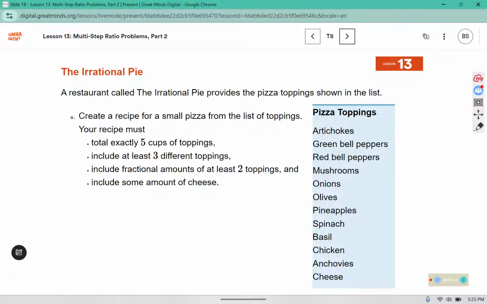This is in your workbook. A restaurant called the Irrational Pie provides the pizza toppings shown on the list. Create a recipe for a small pizza from the list of toppings. Your recipe must include a total of exactly 5 cups of toppings, at least 3 different toppings, a fractional amount of at least 2 toppings, and some amount of cheese. So we know for a fact we need cheese.